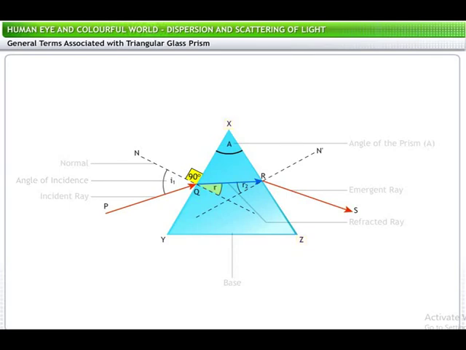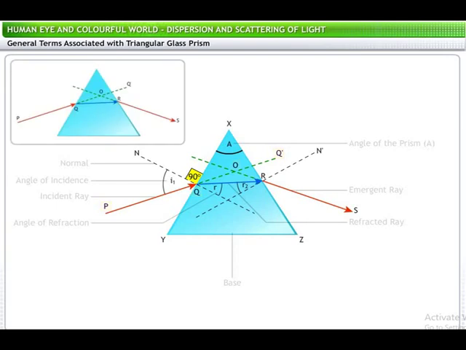The angle between the normal and the refracted ray is known as the angle of refraction. In the absence of the glass prism, the incident light ray would follow the path PQ-OQ'. Due to the prism, the light ray emerges along the path ORS. Thus, the light ray deviates from its initial path.